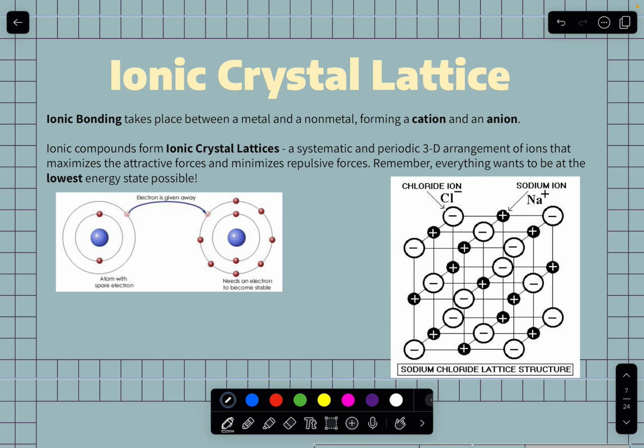Okay, so for ionic compounds, ionic bonds take place between a metal and a nonmetal, right? Remember, that's our positive and our negative, forming a cation, that's the positive, and an anion, which is negative.